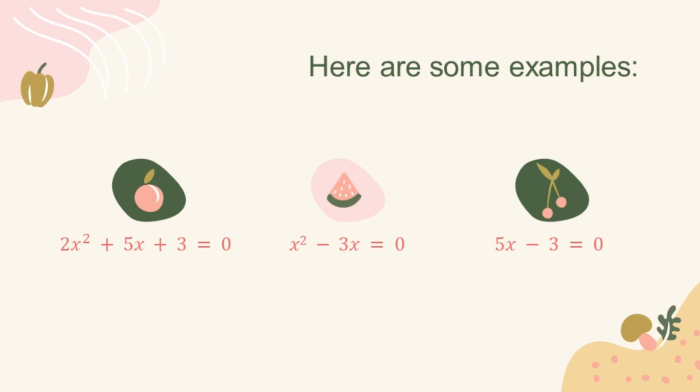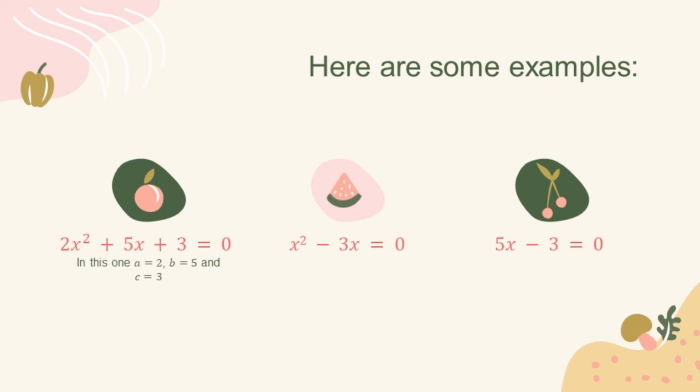Here are some examples. In this picture, we get 3 issues. First, we had 2x squared plus 5x plus 3 equals 0. And the second, we had x squared minus 3x equals 0. And last, we had 5x minus 3 equals 0. Let's identify these problems. In the first problem, we get the facts that a, b, and c are identified, with a equals 2, b equals 5, and c equals 3.